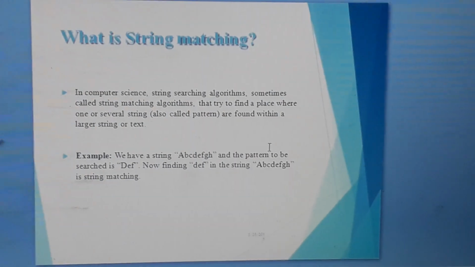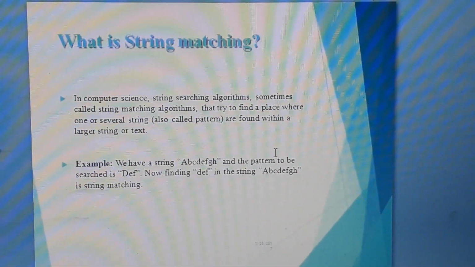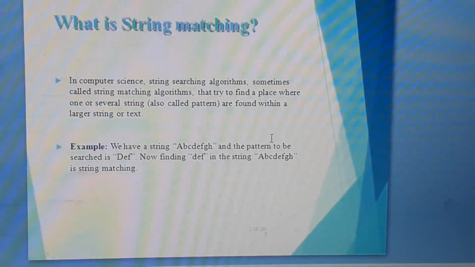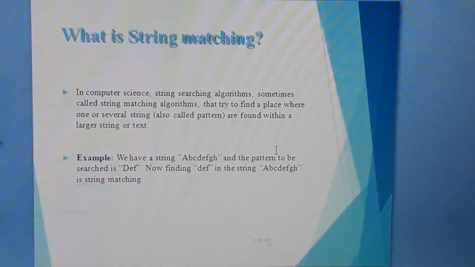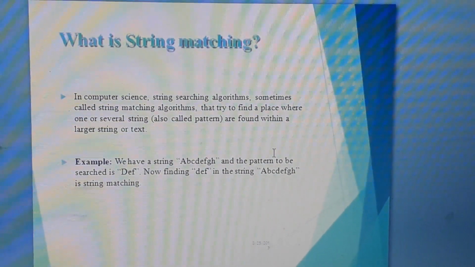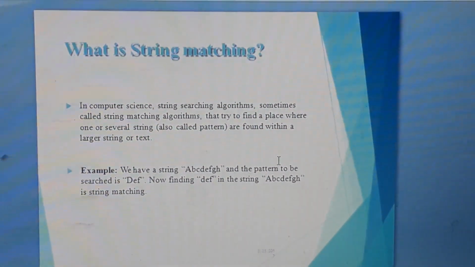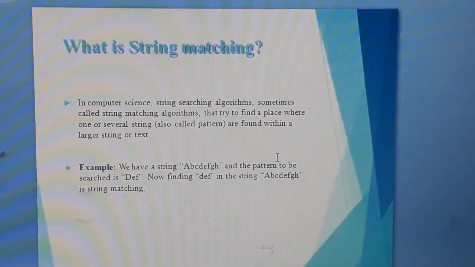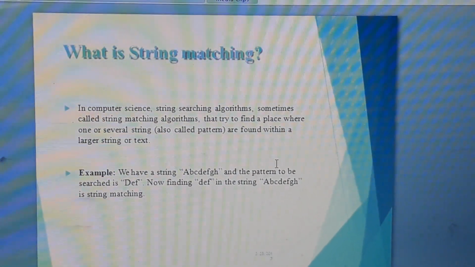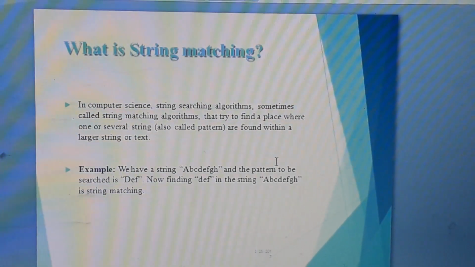What is string matching? In computer science, string searching algorithms, sometimes called string matching algorithms, try to find a place where one or several strings, also called a pattern, are found within a larger string or text. There is one text given and one pattern given, and we have to find out this pattern in the text.